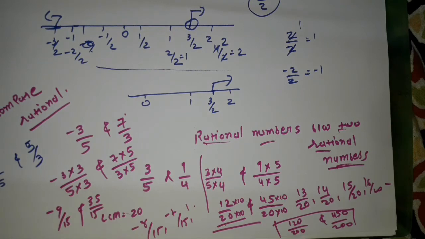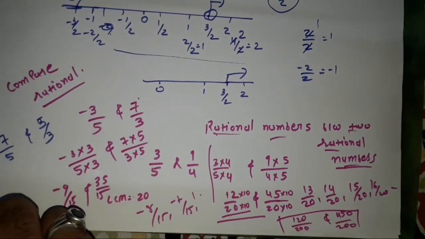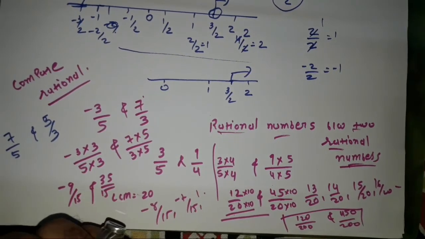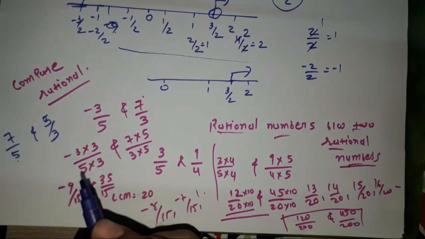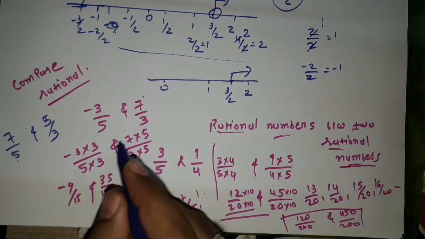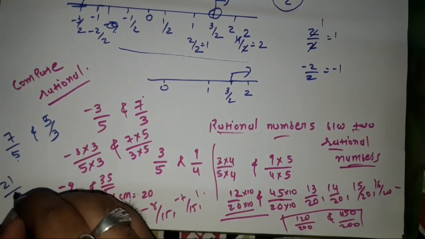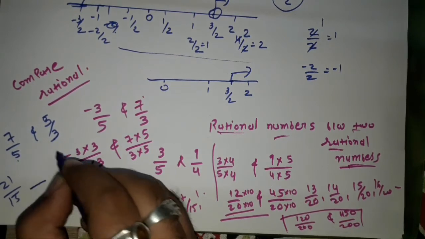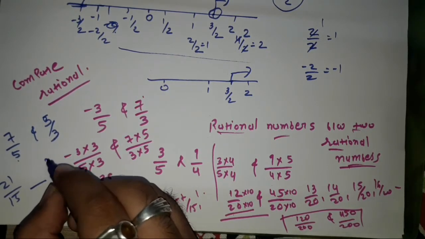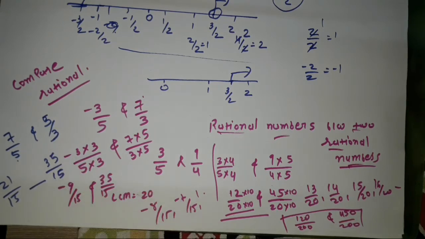Again, to compare these numbers, first of all, I can't compare these two numbers with these denominators. So first I have to make the denominators equal. For that I will take the LCM. So the LCM of 5 and 3 will be 15. If I take the LCM as we have done here, I will get 7 3s are 21 upon 15 and 5 7s are 35 upon 15, because 3 5s are 15.